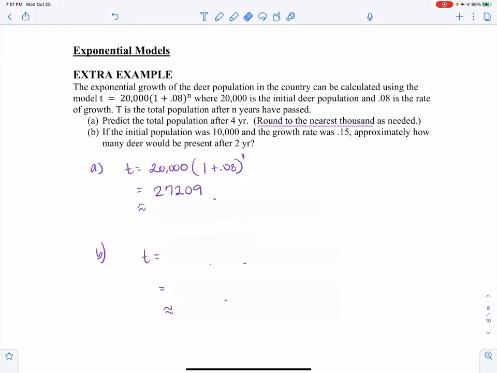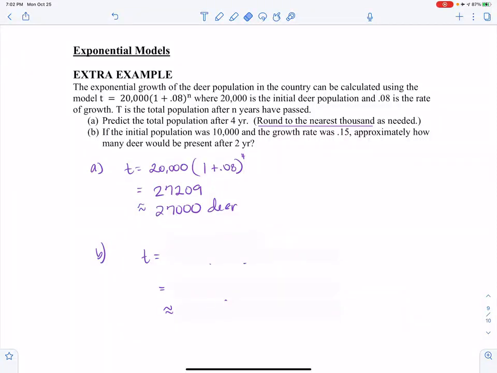So we're not going to, and by the way, you cannot have part of a deer. So if your calculator said that you had 27,209.78, it's kind of going to get messy if you have 78 hundredths of a deer. So be careful about that. You cannot have a part of a deer without it getting messy. But this was asking us to round to the nearest thousand. So this is going to be 27,000 deer approximately in 4 years.